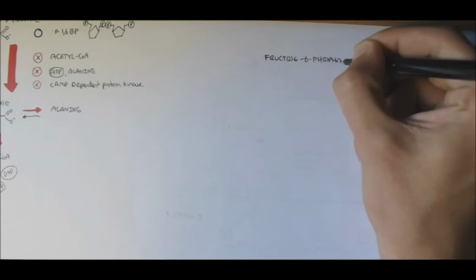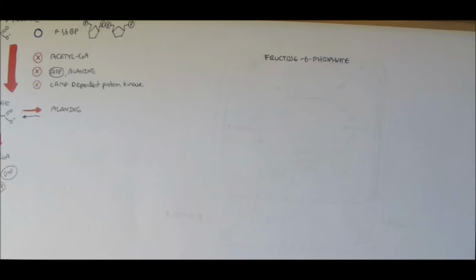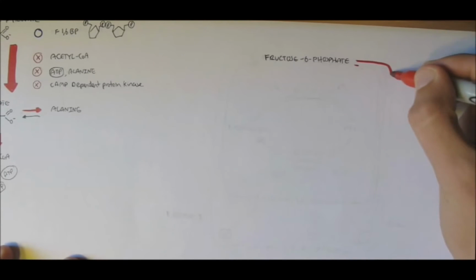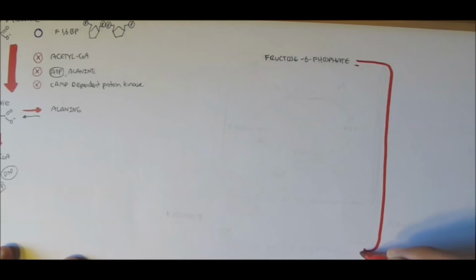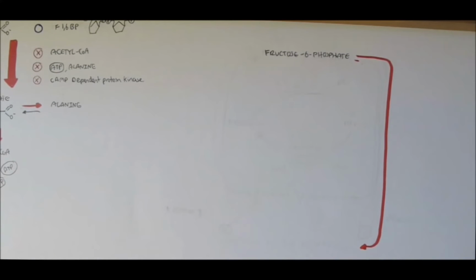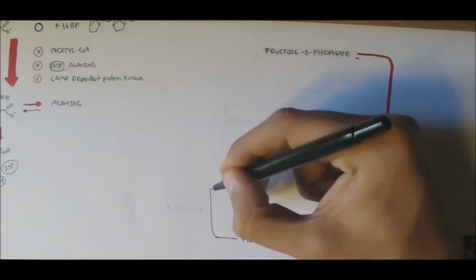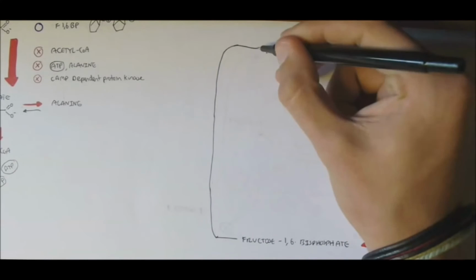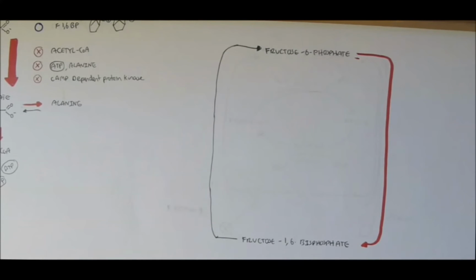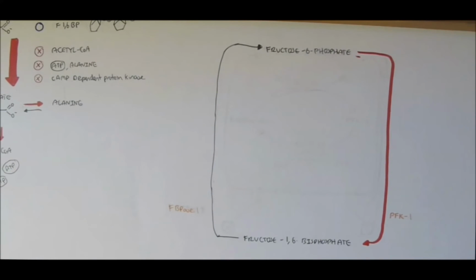So fructose 6-phosphate, in glycolysis, will convert to fructose 1,6-bisphosphate. This is in glycolysis under normal situations. And this is done by the enzyme phosphofructokinase 1. So fructose 1,6-bisphosphate can then convert in gluconeogenesis back to fructose 6-phosphate. So between fructose 6-phosphate and fructose 1,6-bisphosphate, the enzyme used is phosphofructokinase 1. And the reverse is fructose bisphosphatase 1.